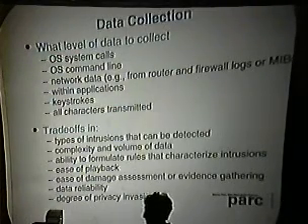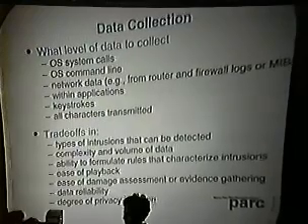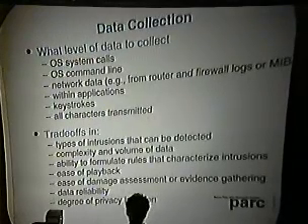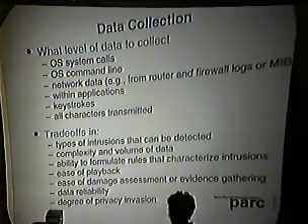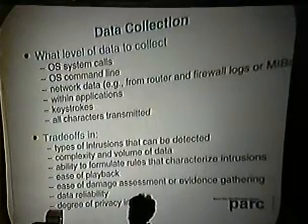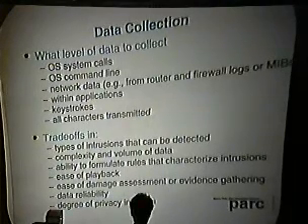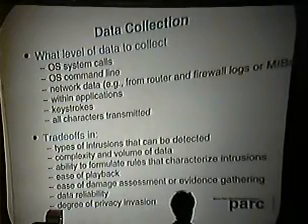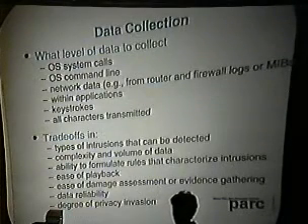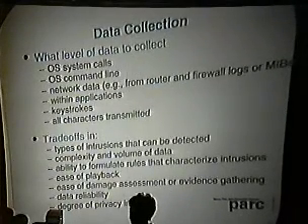So for example, you could collect all operating system calls, which a lot of the audit trails do, or you might prefer to get command line information because that gives you a lot more intuition about what somebody's trying to do, and it's difficult to infer from the operating system calls.